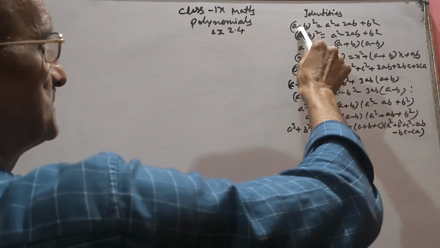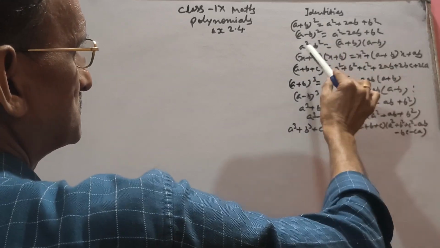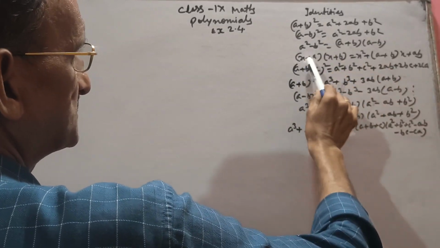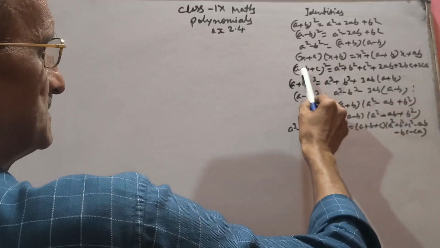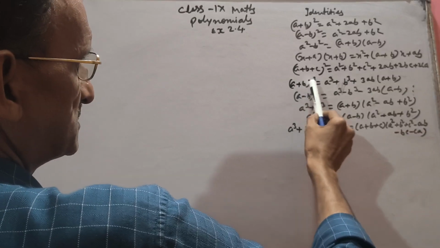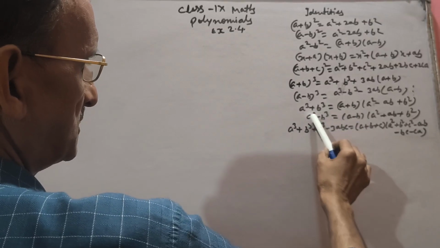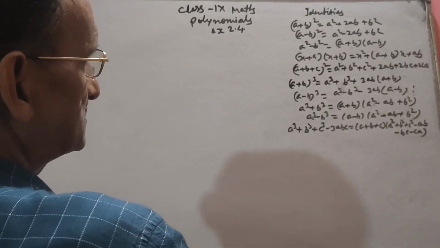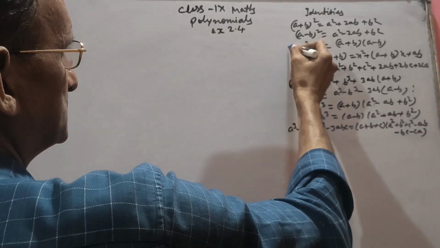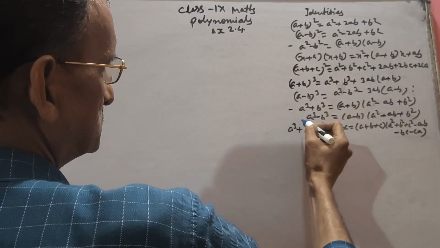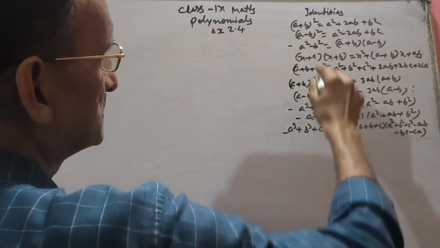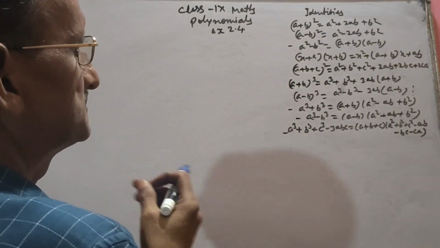So these are the identities: (a plus b) whole square, (a minus b) whole square, a square minus b square, (x plus a) into (x plus b), then (a plus b plus c) whole square, (a plus b) whole cube, (a minus b) whole cube, a cube plus b cube, and a cube minus b cube. These three are the factor formulas, okay? This one, two, three are called factor formulas. The others are product formulas.